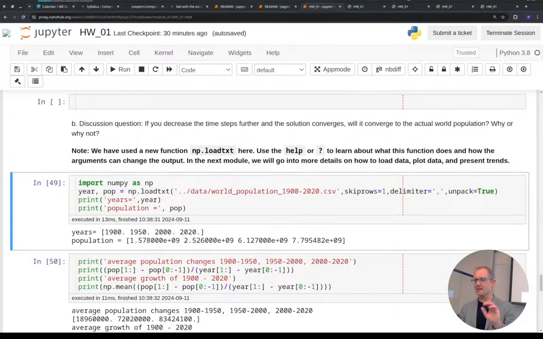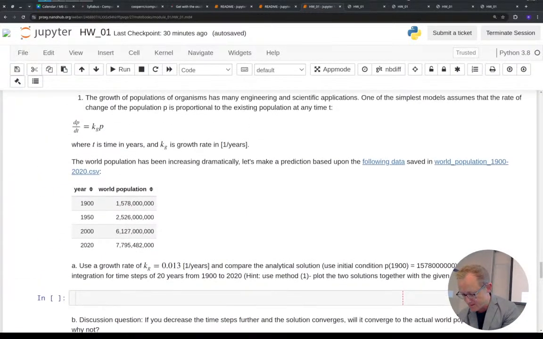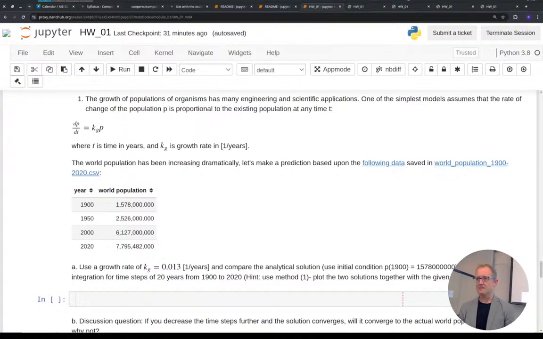Then the last step is even better: validate, like take an actual experimental measurement, and that's what we have. We have some real measurements of world population, and we're going to make the assumption that we can approximate world population with exponential growth. Like dP/dt is always k times P.